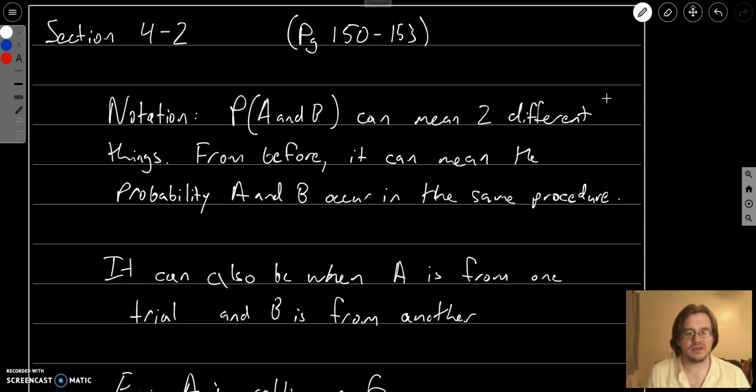Hello and welcome back. We'll continue on in section 4.2. Now we'll look at the multiplication rule as opposed to the addition rule.